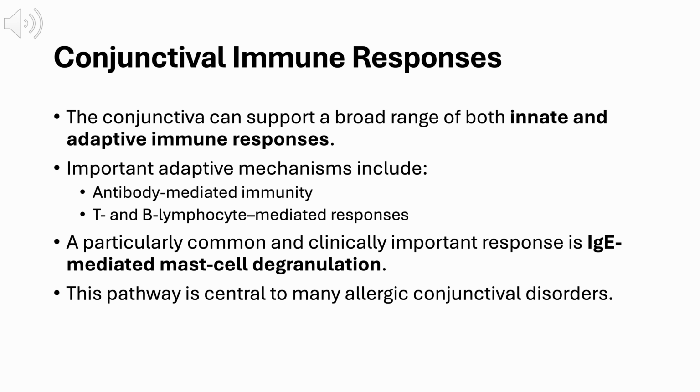When IgE bound to mast cells encounters its allergen, the cells release histamine and other mediators, producing the itching, redness, and chemosis of allergic eye disease. This single pathway is central to the whole family of allergic conjunctival disorders you'll treat, from seasonal allergic conjunctivitis to vernal and atopic keratoconjunctivitis. So, the conjunctiva's immunological richness is a double-edged sword, excellent defense, but also a frequent site of hypersensitivity. Next, how the conjunctiva regulates and organizes all this activity.